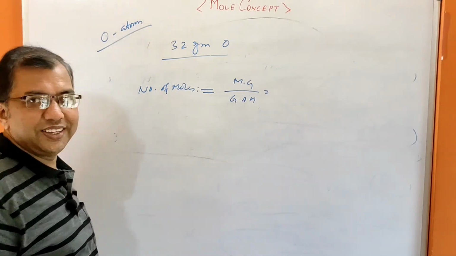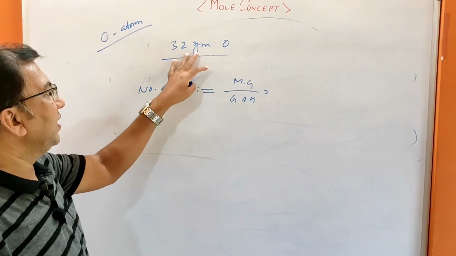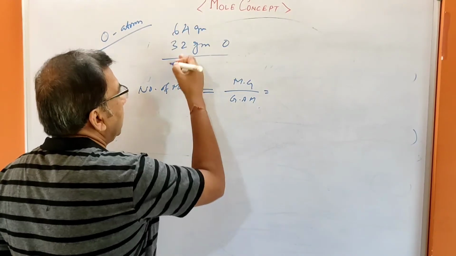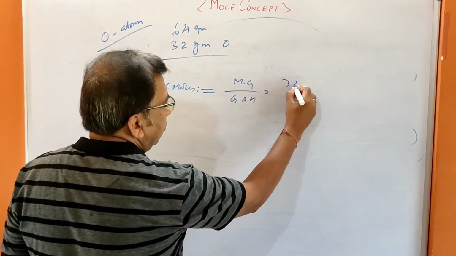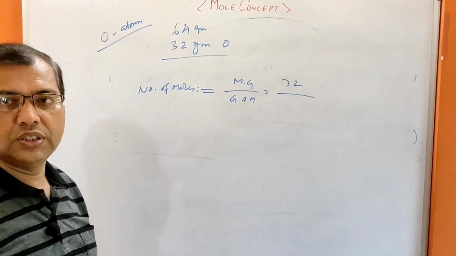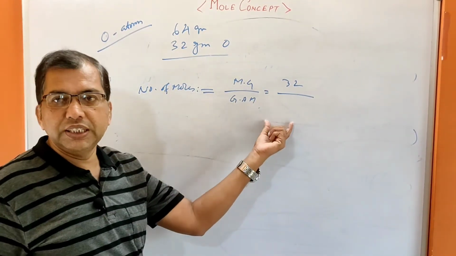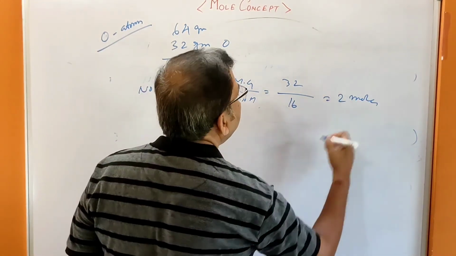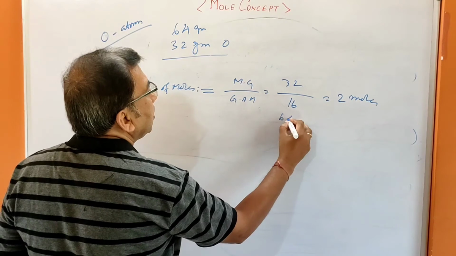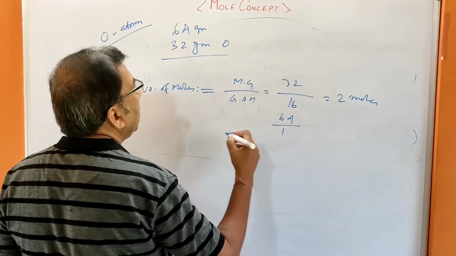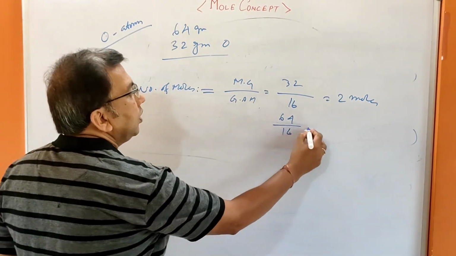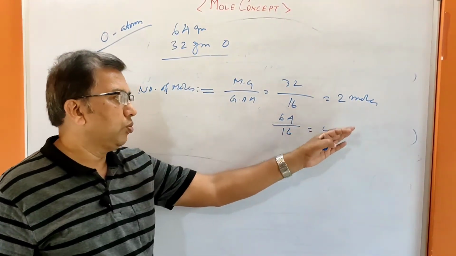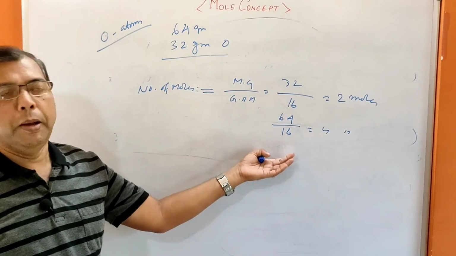हो गया आंसर. मास गिवन, कितना मास गिवन? ये हो सकता है 64 ग्राम, 32, व्हाट एवर यू राइट. सपोज 32. क्लियर? ग्राम एटॉमिक मास ऑफ ऑक्सीजन कितना? 16. कितना होगा? 2 मोल. इफ इट इज 64 ग्राम तो 64 बाय 16, 4 मोल. 32 by 16, 2 moles; 4 moles. नंबर ऑफ मोल्स निकल गया.